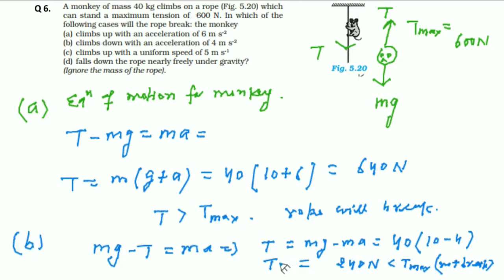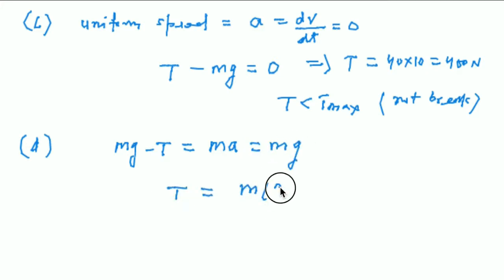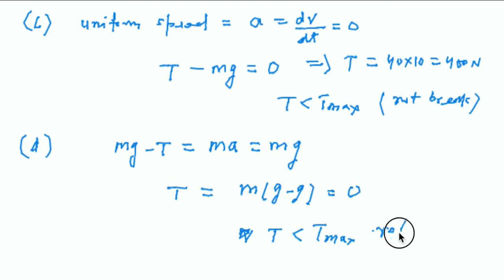Okay, so now the acceleration is g in the downward direction. So just write here, simply going in the downward direction. So you have to write mg minus T equals mass into acceleration, and the acceleration they have given is g. So the tension equals mg minus mg, that equals 0. So the tension in the rope will be 0. Again in this case also, because this T is less than T max, the rope will not break.